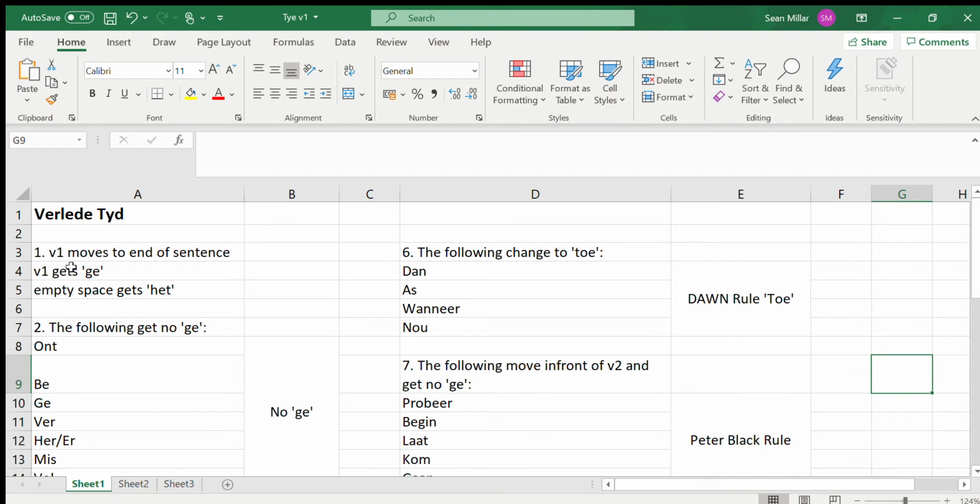Obviously, our first rule is a simple rule where your verb 1 moves to the end of the sentence. The verb 1 then gets a g at the end of the sentence, and the empty space, so where the verb was, gets a het.